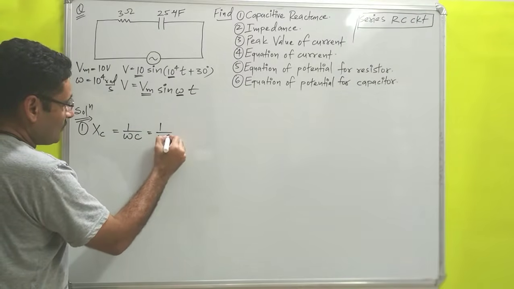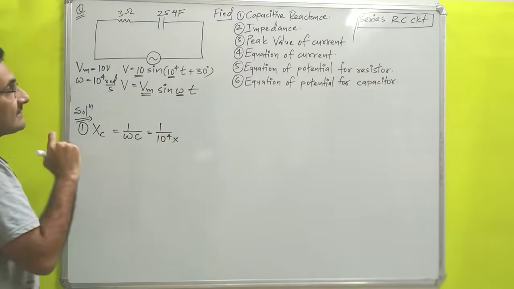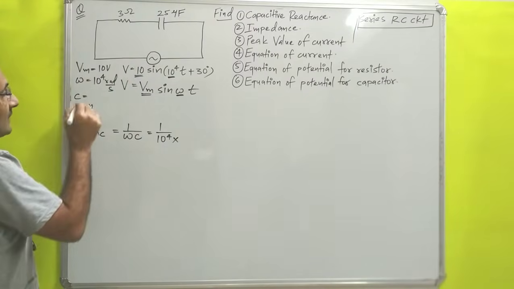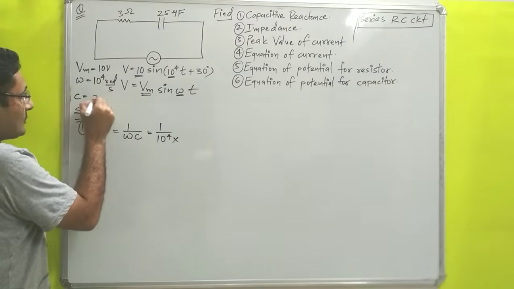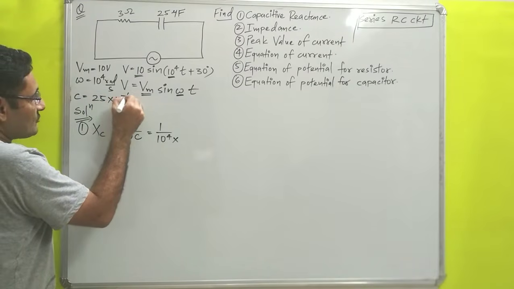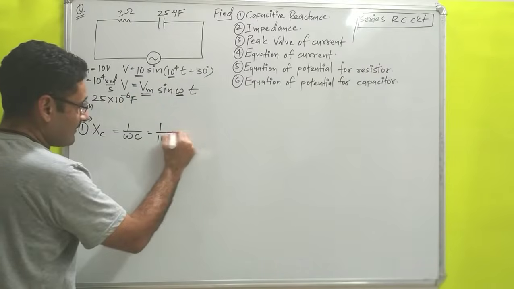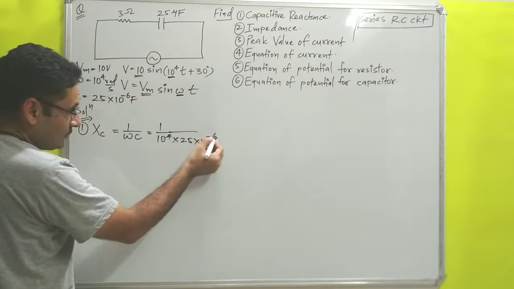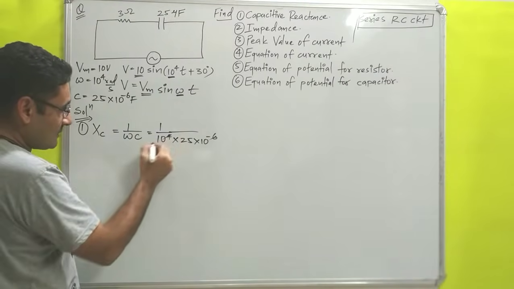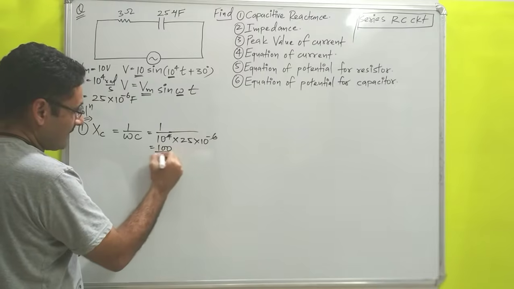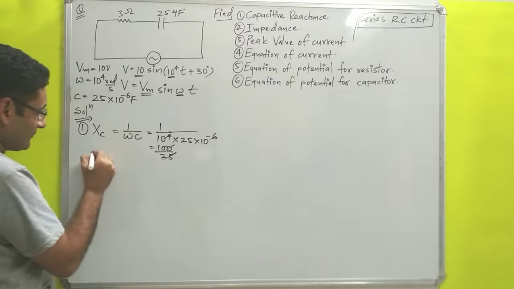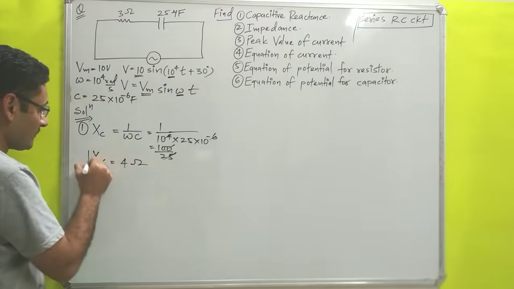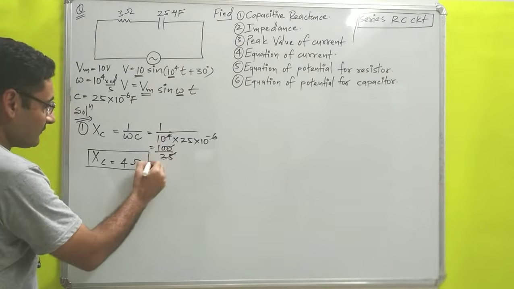So 1 upon omega C. Omega is 10 raised to 4, multiplied with C, the given capacitance, which is how much? 25 microfarad. We want the value in farad, so it will be 25 into micro, means 10 raised to minus 6 farad. Same value I will write over here, 25 into 10 raised to minus 6 farad. So 10 raised to 4, that 6 will cancel, 10 raised to minus 2, that means over here 100 by 25, so that will be your 4. So Xc is equals to 4. It is one type of resistance which is in ohms. So Xc is clear, first answer.